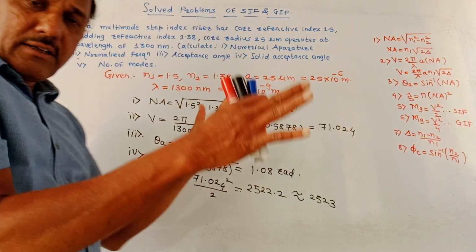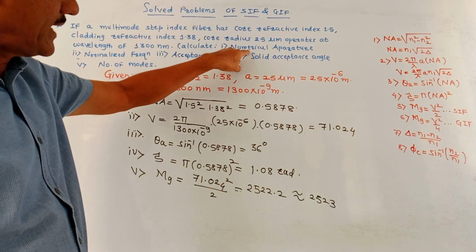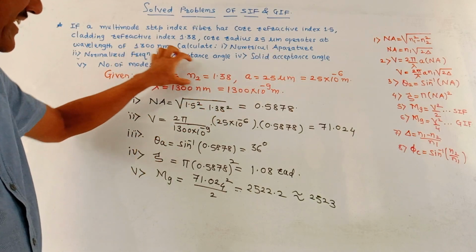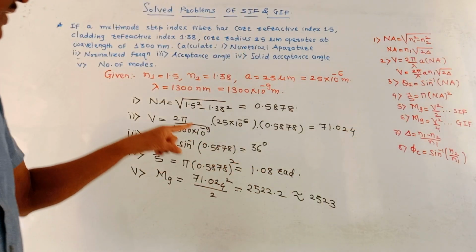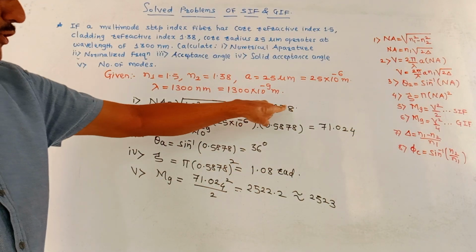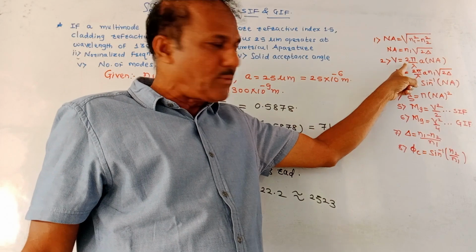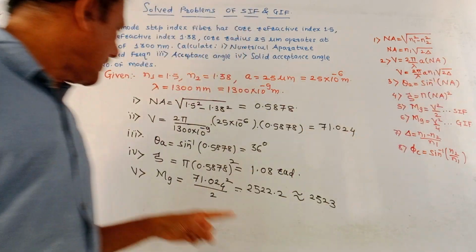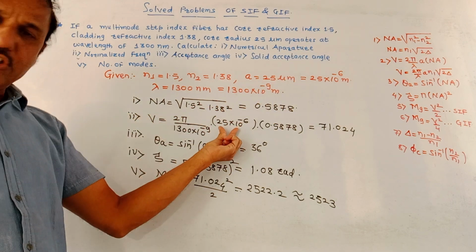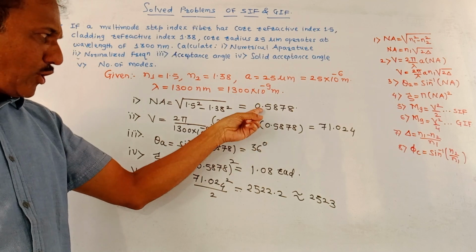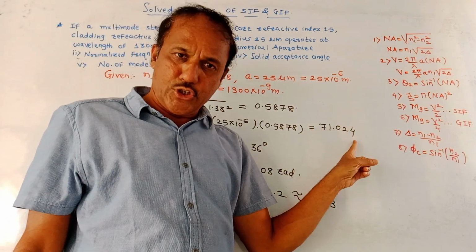Now, as I said, everything is formula based. You just have to put the values. So first part, do the calculation of numerical aperture. Look at the given values. I can simply make use of first formula, NA square root of n1 square minus n2 square. So put the values, answer is 0.5878. Then second part, normalized frequency, that is V number. I have first formula 2 pi by lambda a NA. So it is 2 pi by value of lambda, a is 25 micrometer, that means 25 into 10 raised to minus 6, into NA. Value of NA we have calculated in the first part. So answer of V number is 71.024.